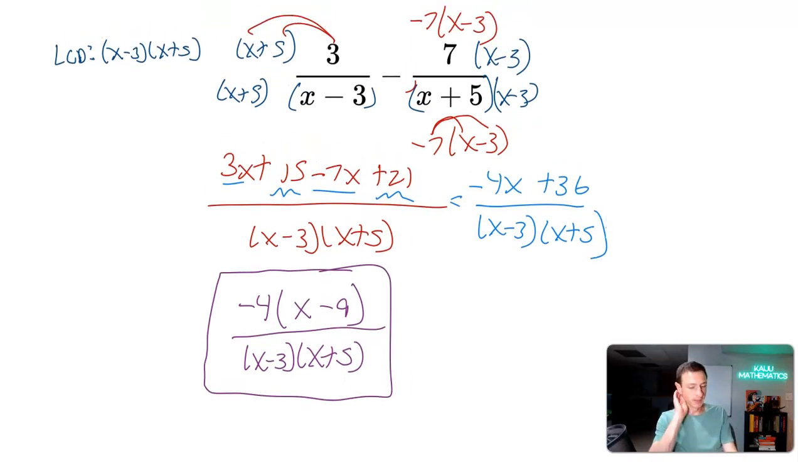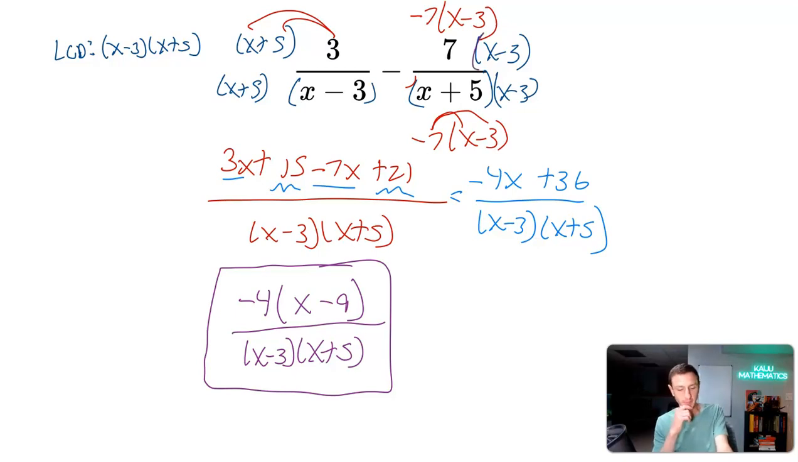So the key here is that even though we are modifying by a factor of x minus 3, it's still negative 7 times x minus 3. So you still have to multiply by that negative 7, because it's minus. And you want to make sure you're subtracting off all of that.